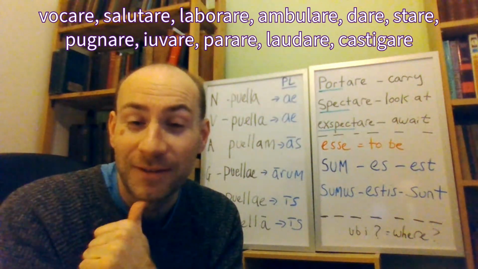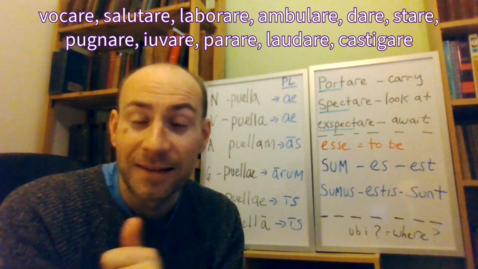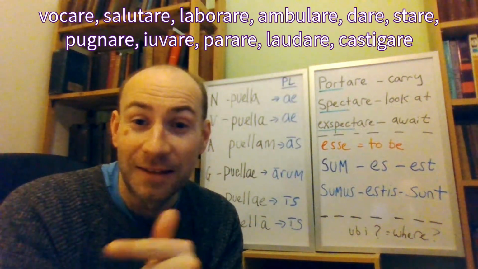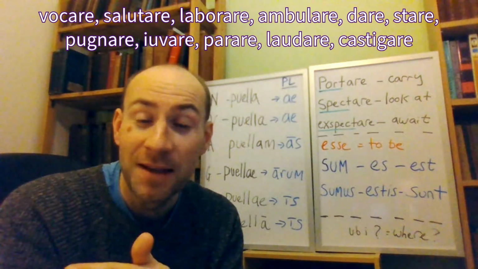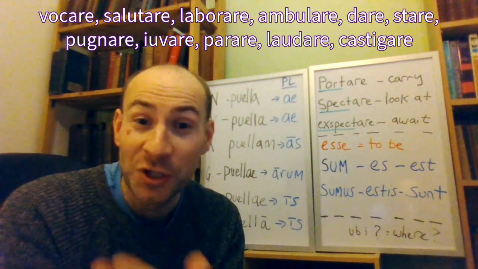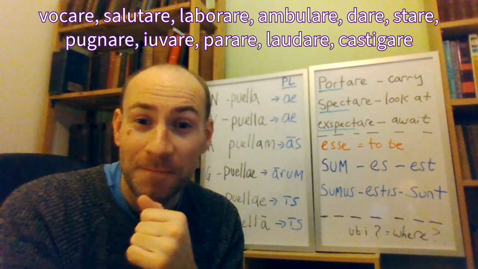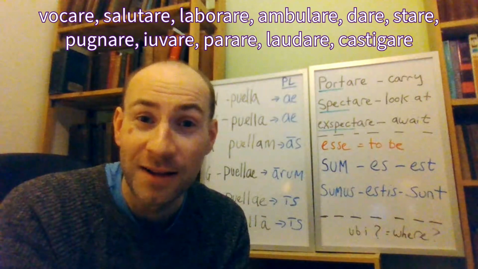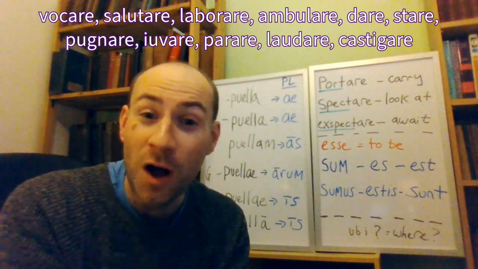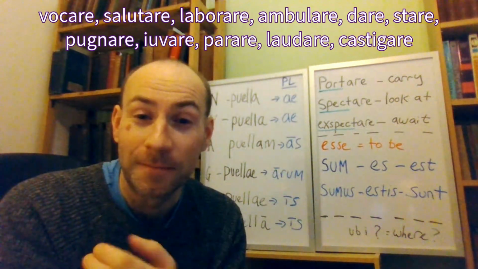What about the verb to help? You remember that one? Iuvare, with I-U at the beginning, then a V. Iu, that's your stem. Iuvare. Let's conjugate it. Can you remember? Iuvo, iuvas, iuvat, iuvamus, iuvatis, iuvant.